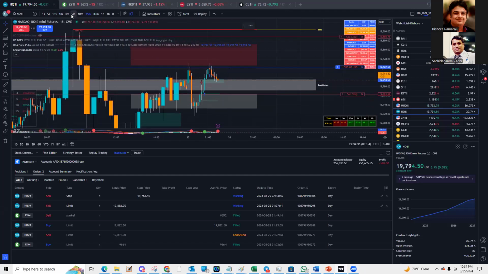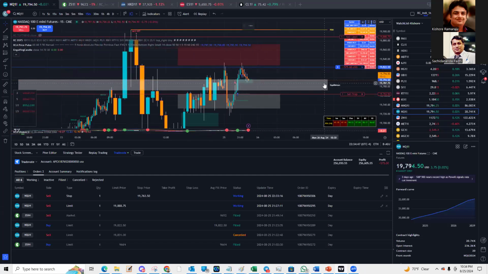Since it was recovering, I thought I'll take a buy and then I'll put a stop loss. I missed doing the stop loss, and it already started going down. This is an equilibrium area. I kept a stop loss here. Then it closed. I was not able to see that.